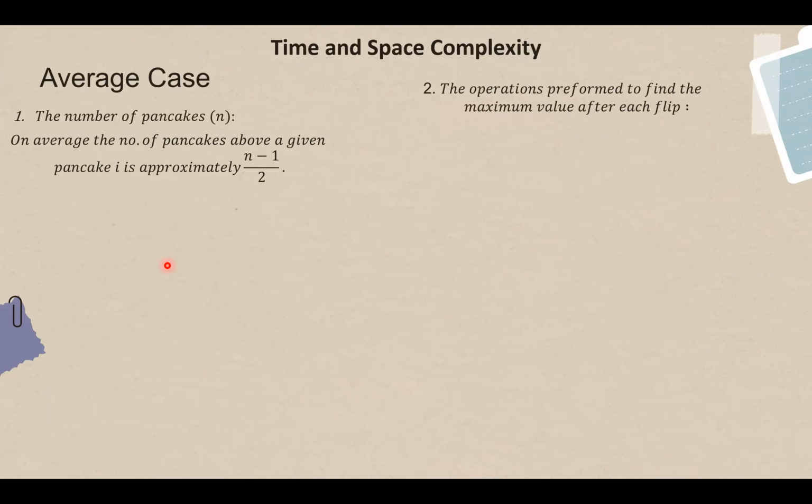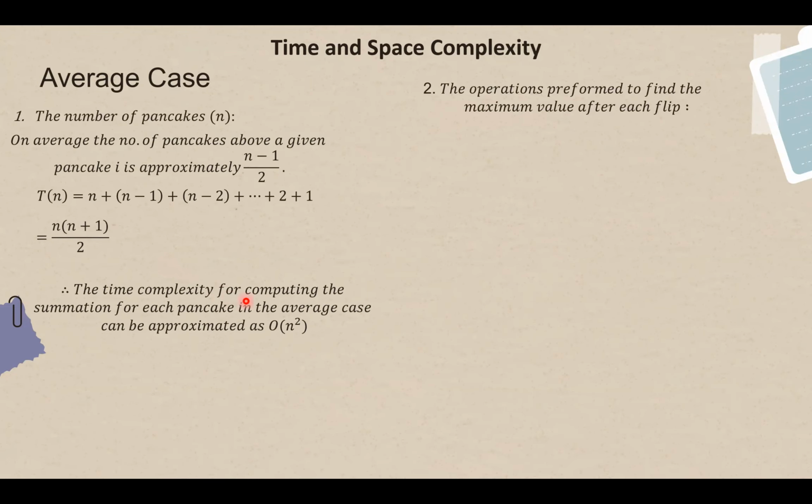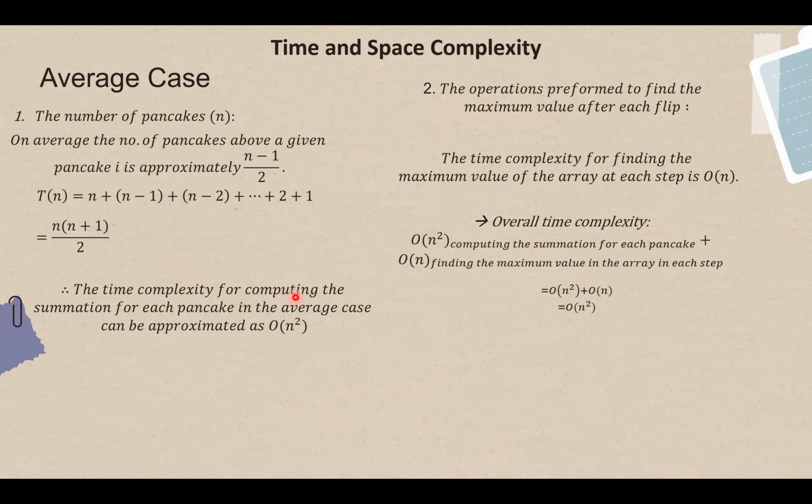And here, the time complexity for the flips for each pancake in the average case can be approximated as big O of n squared. And the time complexity for finding the maximum value of the array at each step is big O of n, and the overall time complexity will be the time complexity for flipping each pancake, which is big O of n squared, and the time complexity for finding the maximum value in the array in each step, which will be big O of n. So the overall time complexity will be big O of n squared.